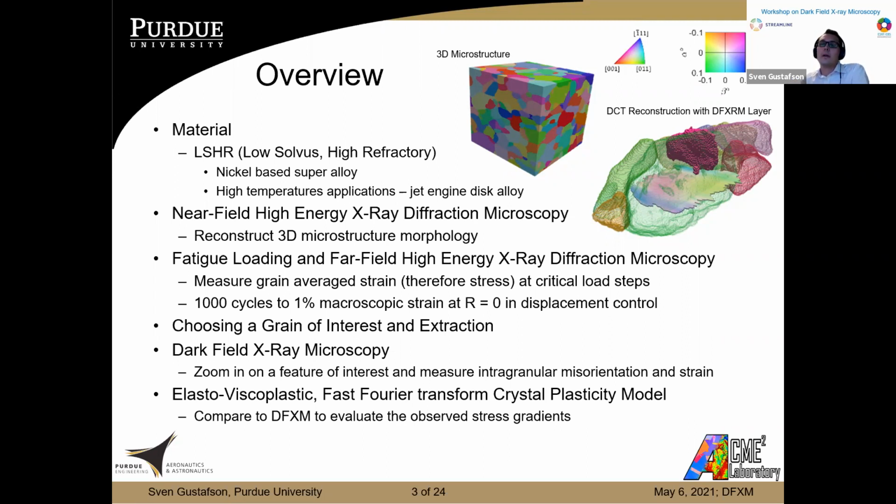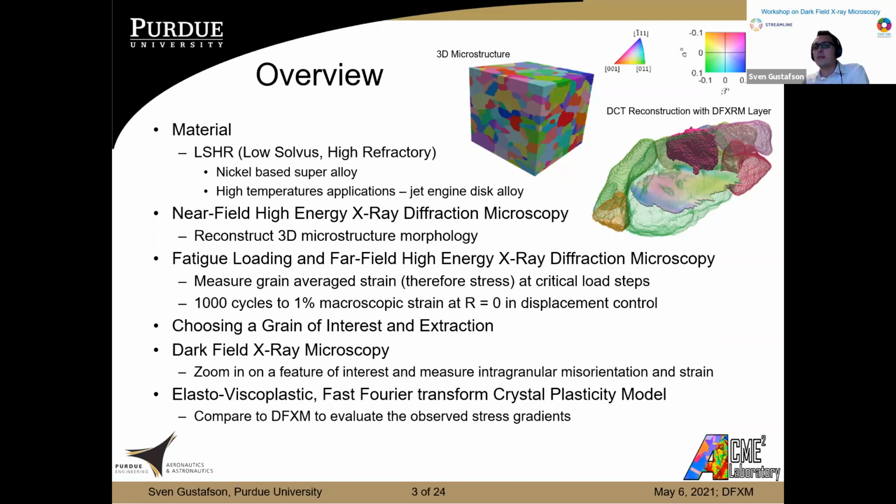So we began conducting near-field HEDM, which I'll show a little bit later, but it's able to reconstruct microstructures, as you can see here. Then we proceeded to conduct fatigue loading coupled with far-field HEDM. And here we can reconstruct the grain average strains and thus the stresses at different load states as we're cycling this material. We cycle for 1,000 cycles to 1% macroscopic strain with an R ratio of 0 and displacement control.